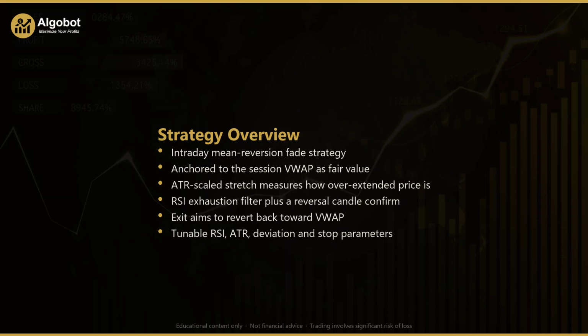To measure how stretched price is, the strategy uses the average true range, or ATR. Rather than using a fixed number of pips, it scales the required distance by current volatility. That keeps the approach adaptive, so it demands a wider stretch when the market is volatile and a smaller one when the market is calm. On top of that distance filter sits the relative strength index, the classic momentum oscillator. The RSI must be reading an exhaustion extreme, oversold for a long or overbought for a short, before any position is considered. Finally, a confirming reversal candle must print in the fade direction.